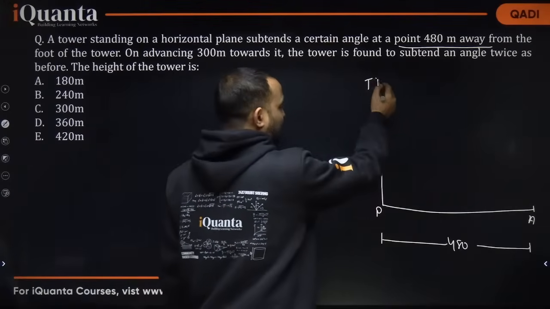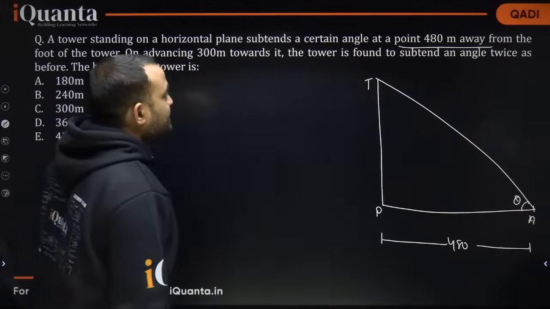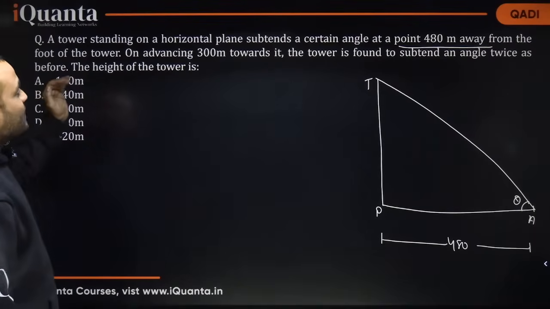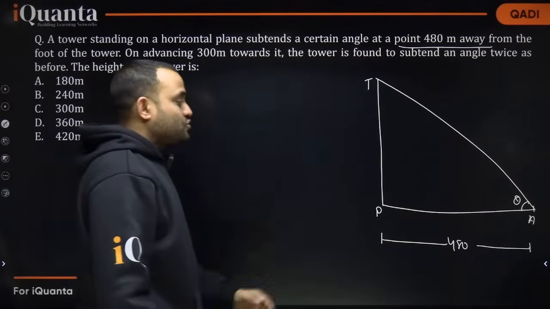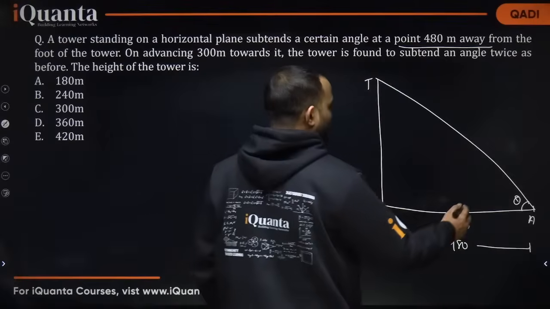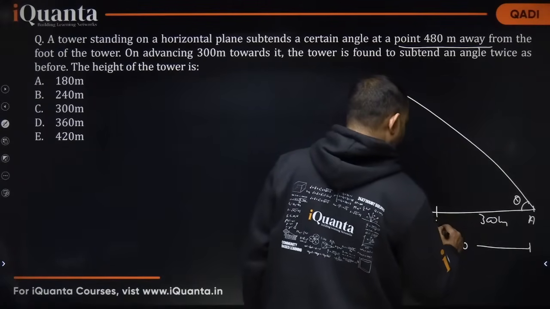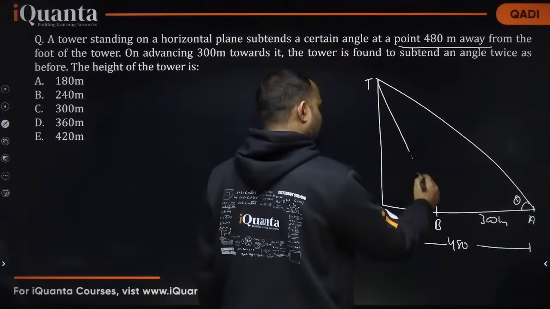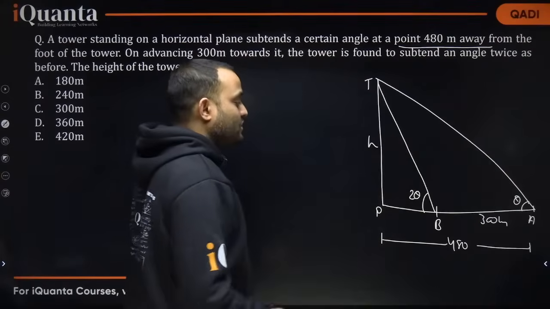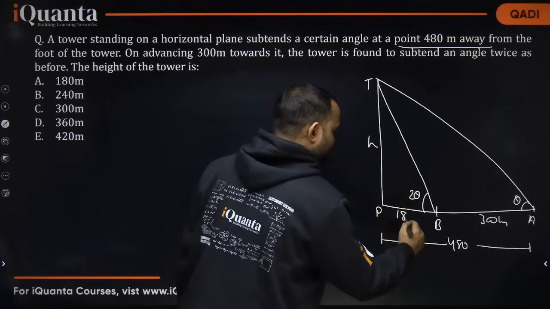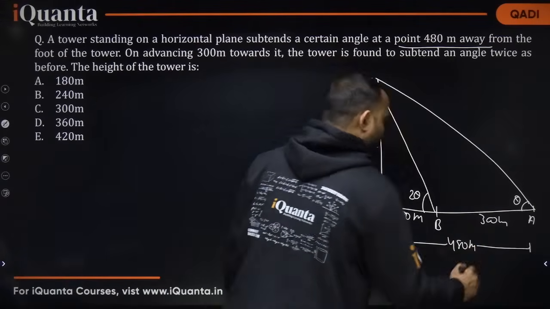So this angle, if I say this angle is theta, then it says on advancing 300 meters towards it, the tower is found to be at angle 2 theta. So 300 meters towards it, let's say this is point B, then this angle is 2 theta. This height is h. What we can say about PB, that will be equal to 480 meter minus 300 meter, it will be 180 meters.